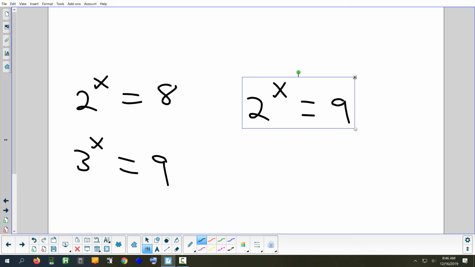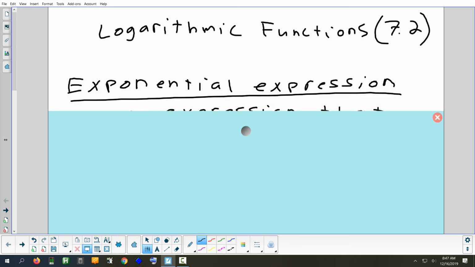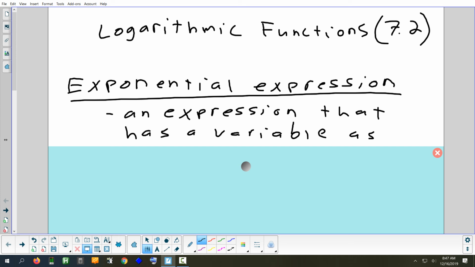So anytime that we have a variable as an exponent, that's a problem that would have to be solved with a logarithm. Right? So that's the kind of problem you guys will see eventually. So all of the things that I just wrote down on the board, 2 to the x equals 8, 2 to the x equals 9, those are called exponential expressions.